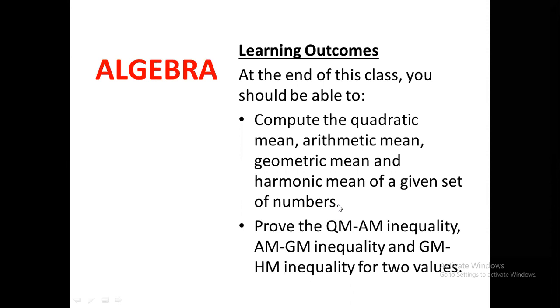The second part is that you should be able to prove the QM-AM inequality, that's the quadratic mean, arithmetic mean inequality, the arithmetic mean, geometric mean inequality, and the geometric mean, harmonic mean inequality for two values. All right, so we're not proving the general case. We're just proving for two values, that's a and b.